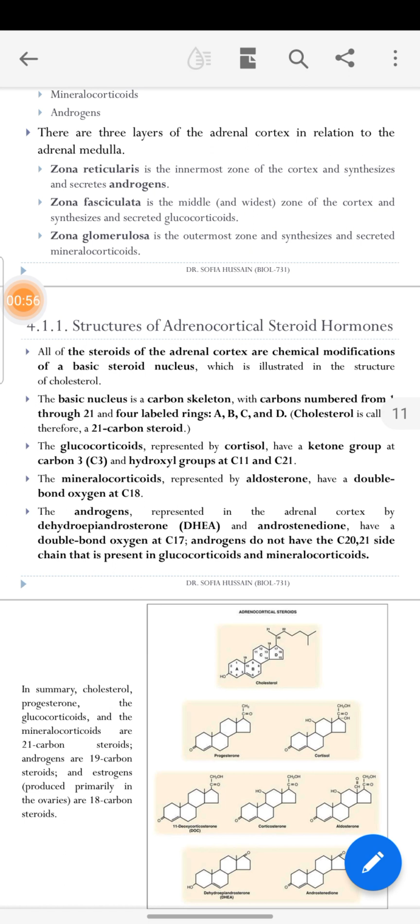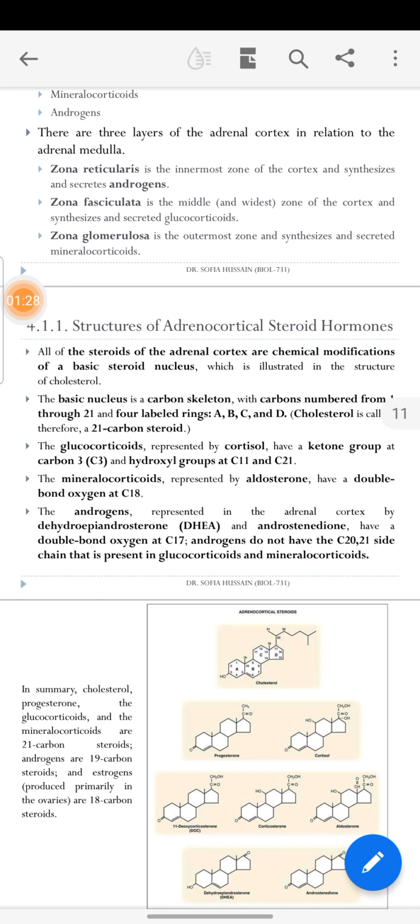The glucocorticoid, represented by cortisol, has a ketone group at carbon number 3 and hydroxyl groups at carbon numbers 11 and 21. The mineralocorticoid, represented by aldosterone, has a double bond oxygen at C18. C11 to C13 is present, C3 has the keto group, hydroxyl groups are at C11 and C21, and oxygen is bound to C18.